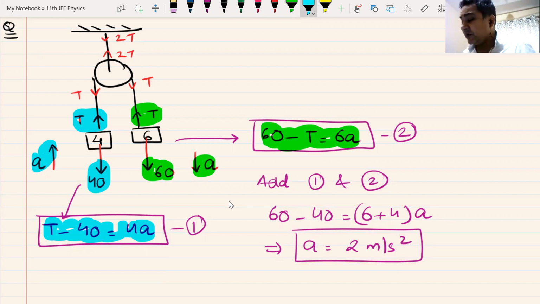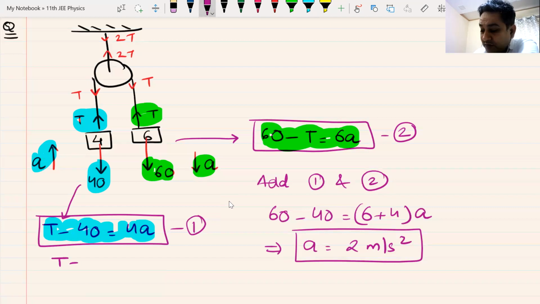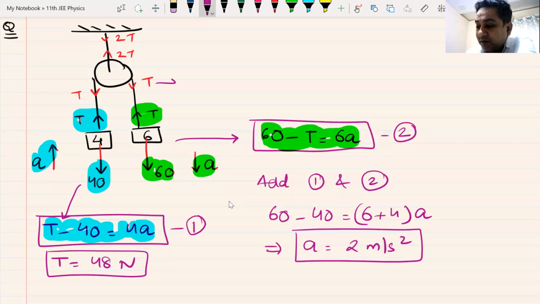What is the value of T you are getting? Can anyone tell me what is the value of T? Have you solved the equation? T will be 48 newtons. That is correct. T is 48 newtons. So this thing becomes 48 newtons. If this thing becomes 48 newtons, this becomes 96 newtons.